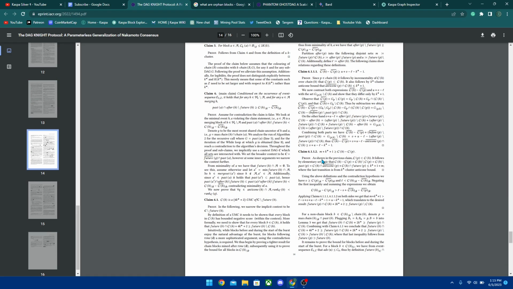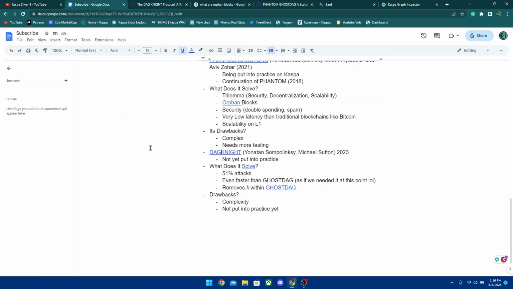And to be honest, in my opinion, the fact that it's not easy to understand is a very good thing, because it means it is an innovation. This is something new. And this is why I think Kaspa is going to revolutionize the crypto space, and why it is probably one of the best cryptos to be taking a look at right now. So this was made by Jonathan and Michael in 2023. It is not yet put into practice.